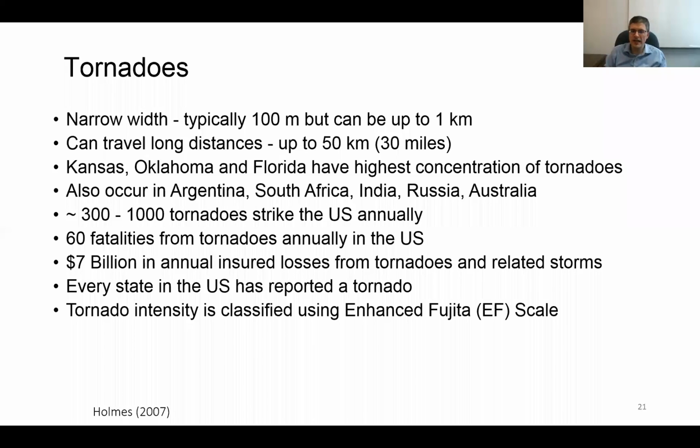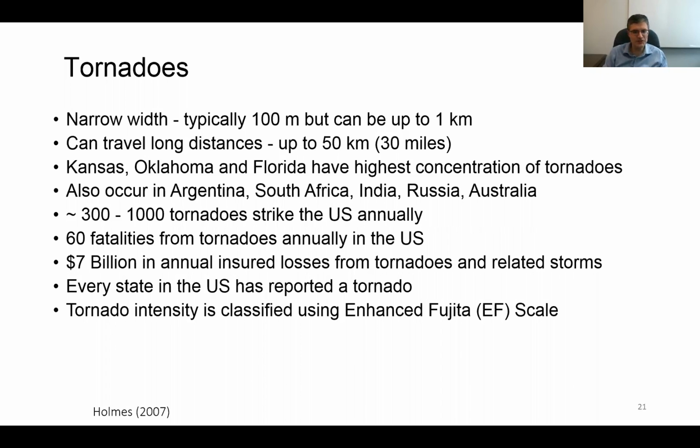Some facts on tornadoes. They typically have a fairly narrow width, but they can be up to a kilometer wide for the big ones. They usually travel less than, but can go as far as, 30 miles once they're on the ground. Kansas, Oklahoma, and Florida seem to be their favorite targets. They also occur in Argentina, South Africa, India, Russia, Australia, so it is an international hazard.